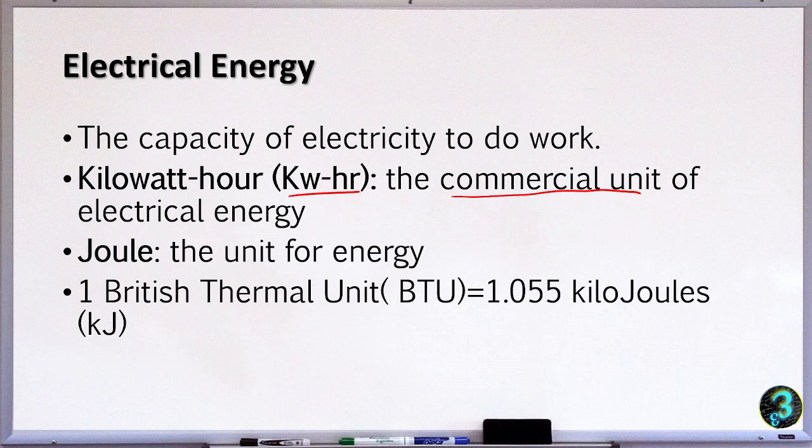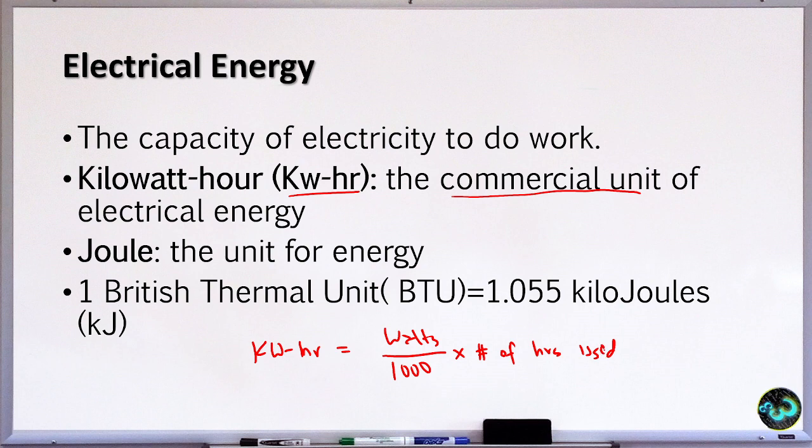Okay, next is joule. Joule is the unit for energy. Our electricity is not sold in joules but in kilowatt hours. Joule is the unit for energy in physics, used when solving problems. The formula for kilowatt hour is watts divided by 1000, then multiplied by the number of hours used.